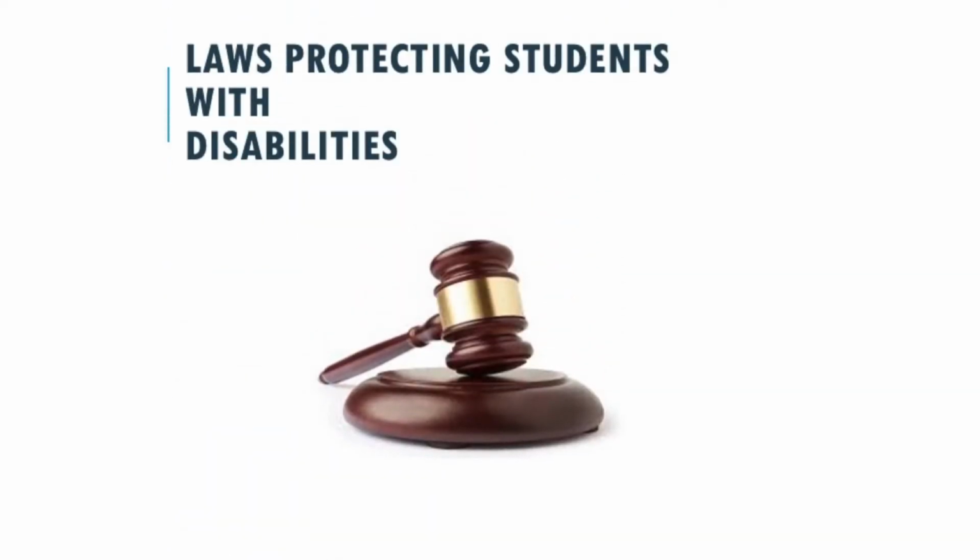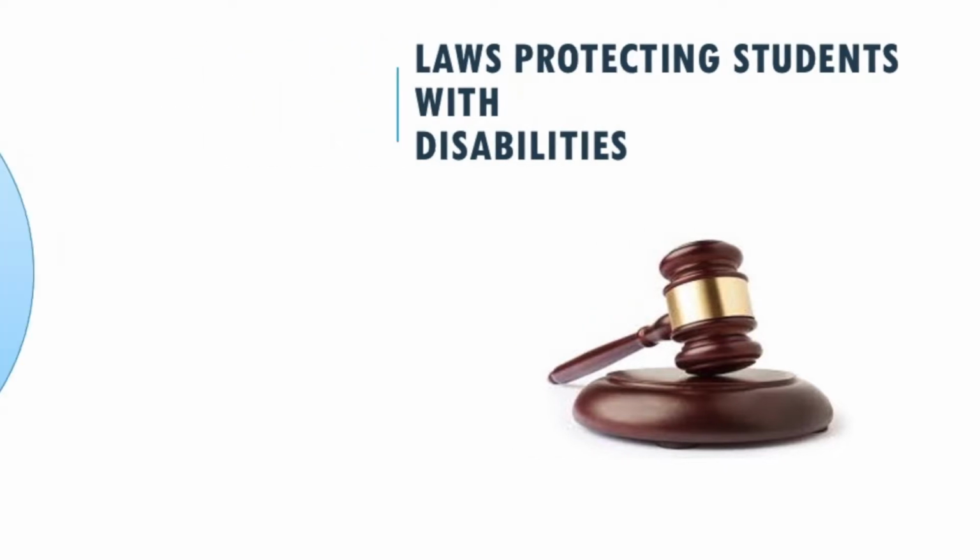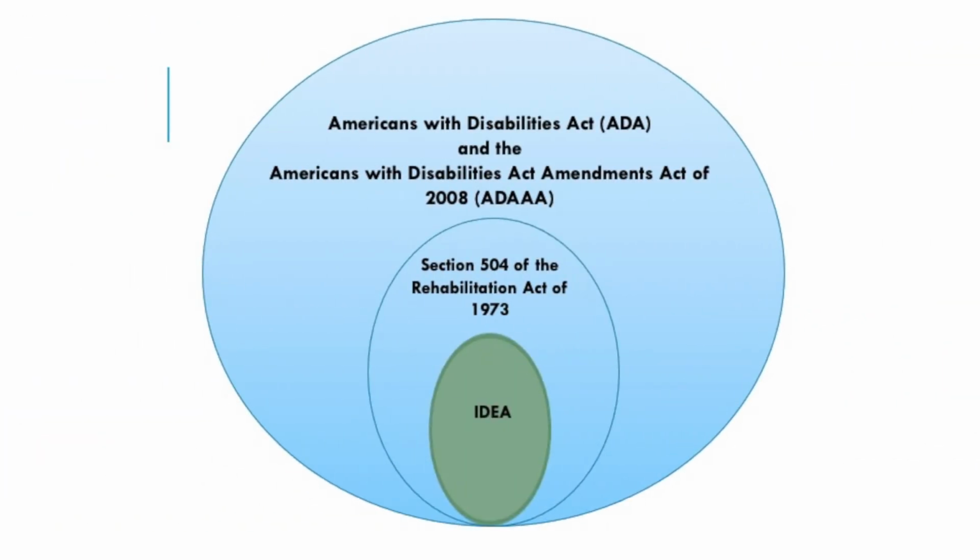Now we will review the laws protecting students with disabilities. There are many areas of overlap between Section 504 and the Americans with Disabilities Act, which are civil rights laws. Both are designed to protect against discrimination, and both use the same definition of eligibility. Section 504, however, only applies to recipients of federal financial assistance, while the Americans with Disabilities Act, or ADA, and the Americans with Disabilities Act Amendments Act of 2008, or ADAAA, also apply to organizations that do not receive assistance.